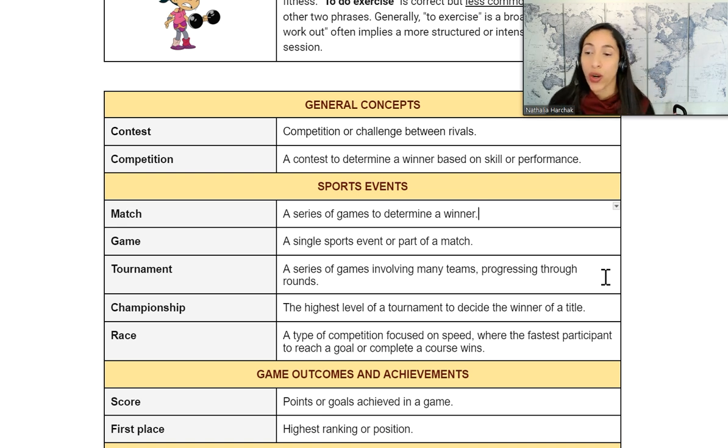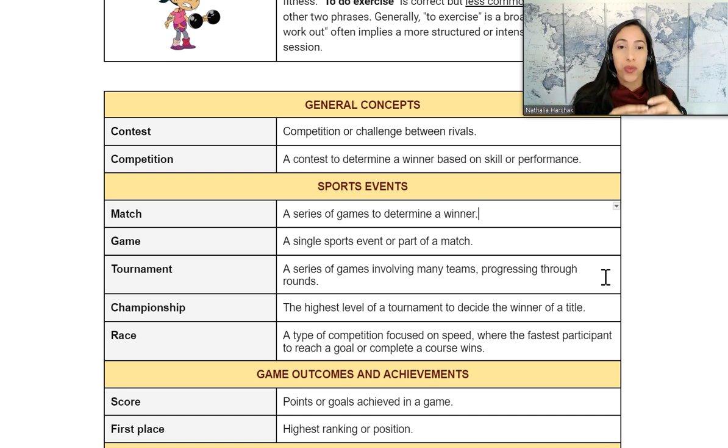Then we have the word tournament. Tournament is a series of games involving many teams progressing through rounds. A championship is the highest level of a tournament to decide the winner of a title. So depending on the sport you're talking about, the word round can have different meanings. For example, in boxing, round is basically the interval between one fight and another. But in soccer, for example, one round of games would be more than just one game.